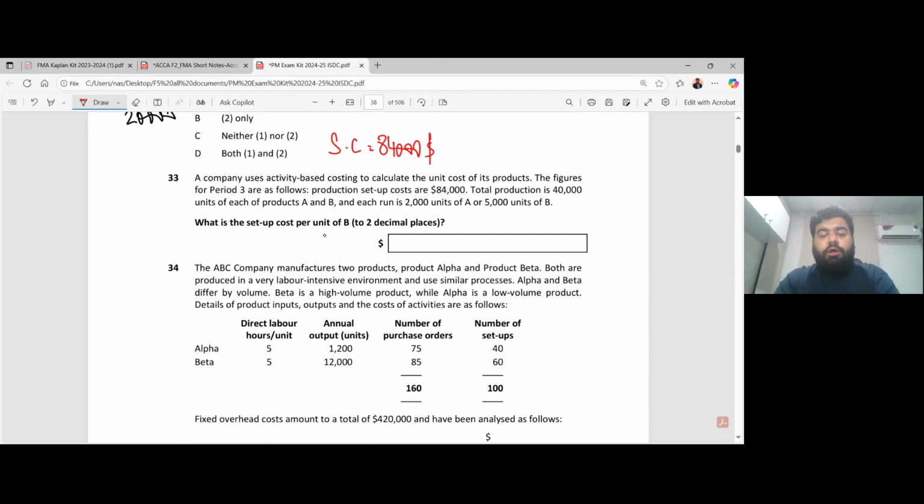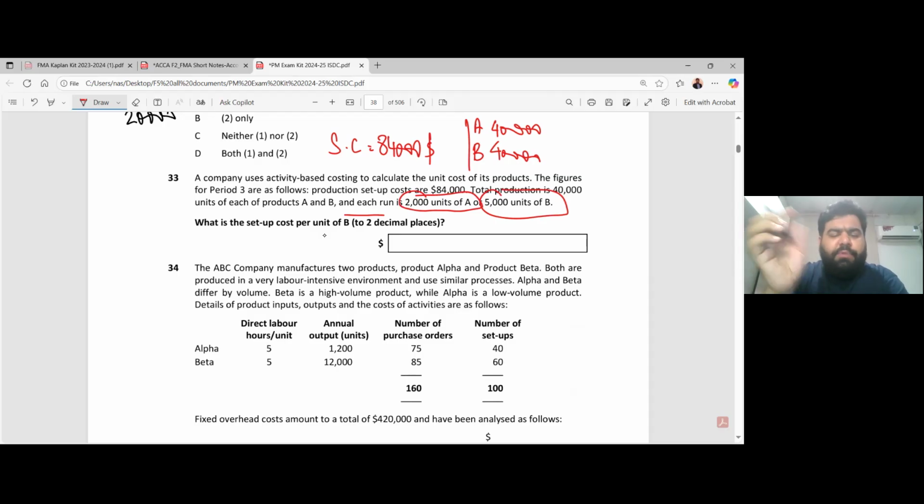Setup cost is 84,000. Total production units again are 40,000 for each product. A and B both have 40,000 production units. And now again, each run is having 200,000 units of A, 5,000 units of B.